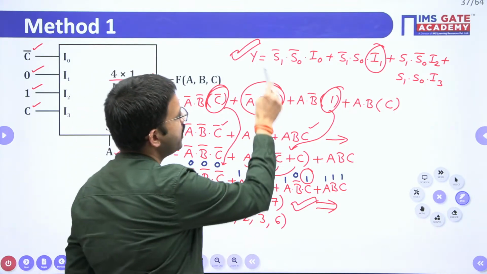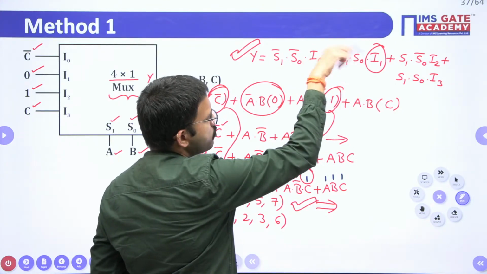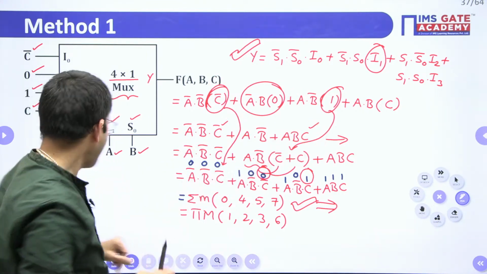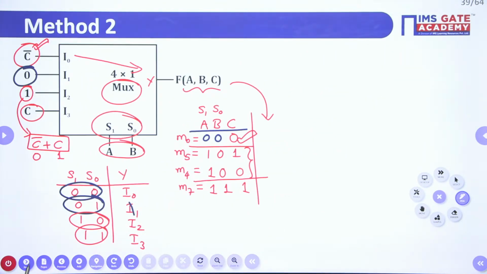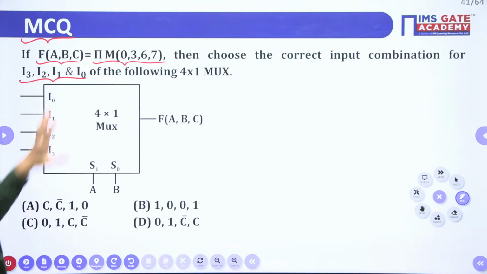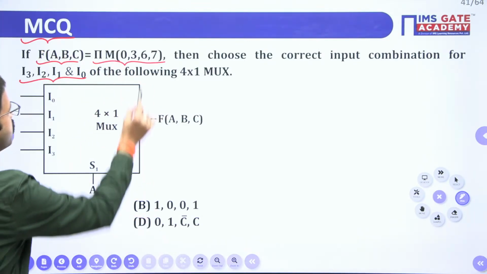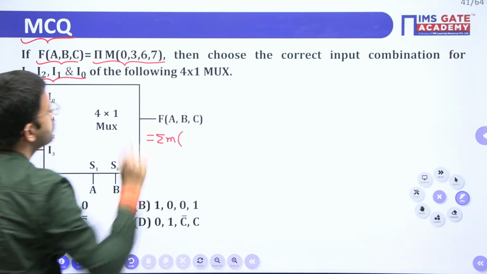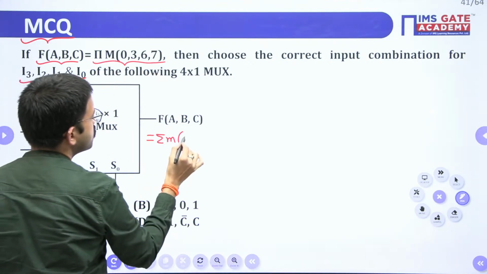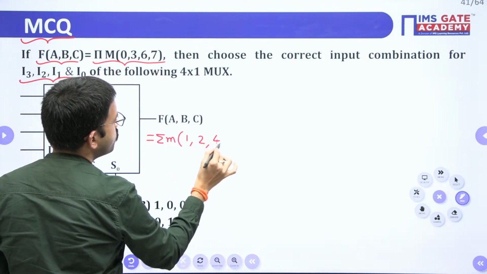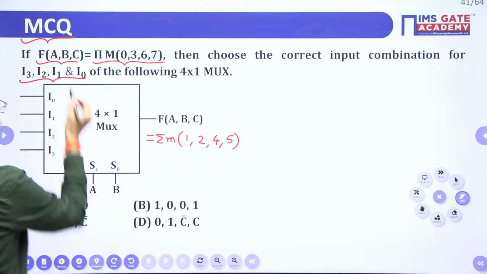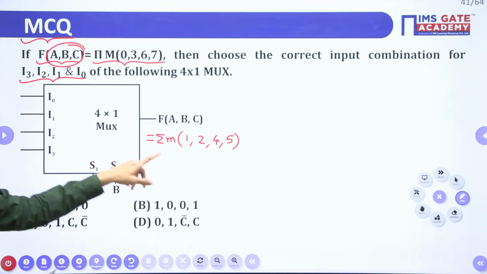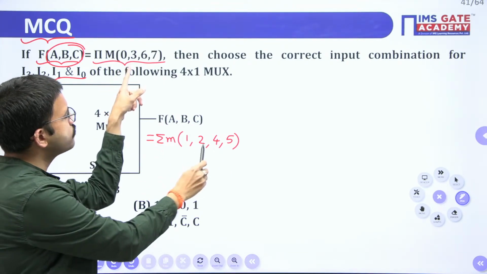That is different. But just by looking at the standard equation, you will come to know that you will get either sigma m form or a simplified form. Now with this understanding, you got the hint. Here they have given pi capital M, so you have to convert into sigma m form. Here 0, 3, 6, 7 is there, so that means 1, 2, 4, 5 are the min terms. Since you are having 3 variables, for these 4 combinations you get max terms, and the remaining 4 combinations are min terms out of 0 to 7.